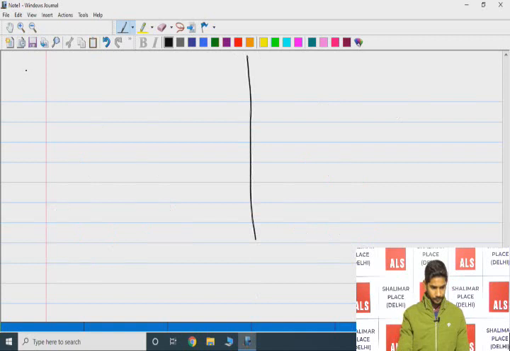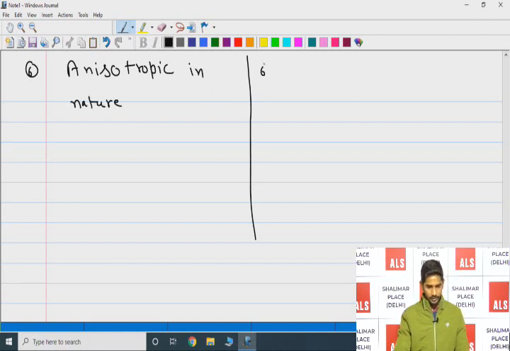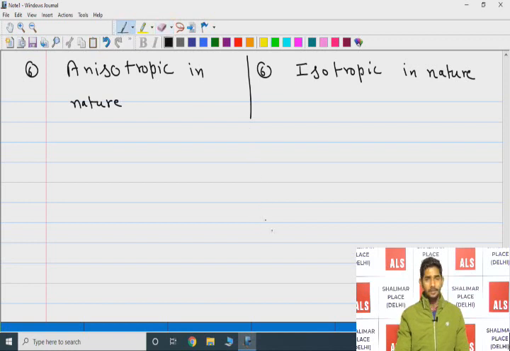Next, point number 6. These are anisotropic in nature, and these are isotropic in nature. Let's understand what is the meaning of isotropic and anisotropic. Just look at your screen.